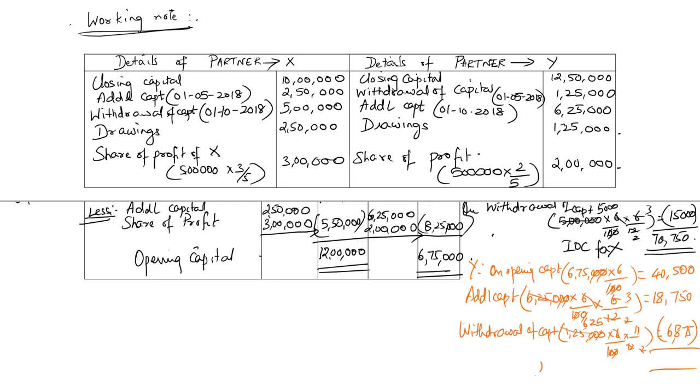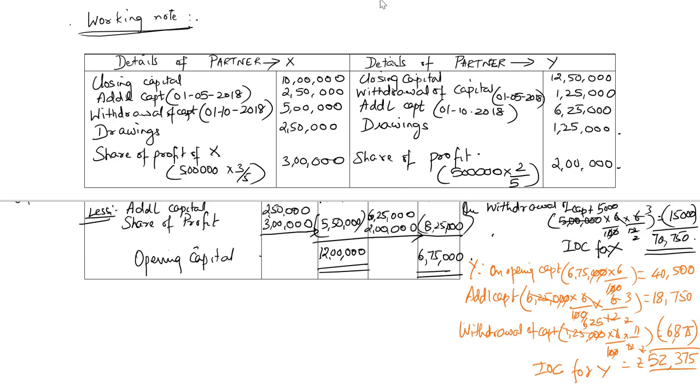And the final IOC for Y, 40,500 plus 18,750 minus 6,875 comes up to rupees 52,375.